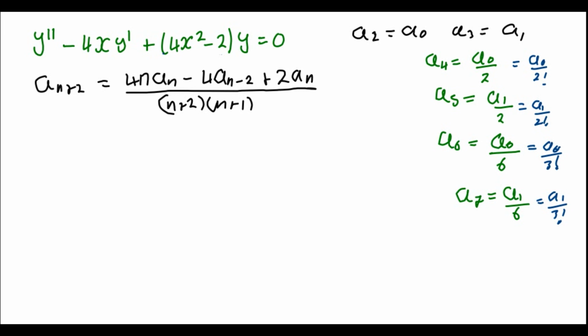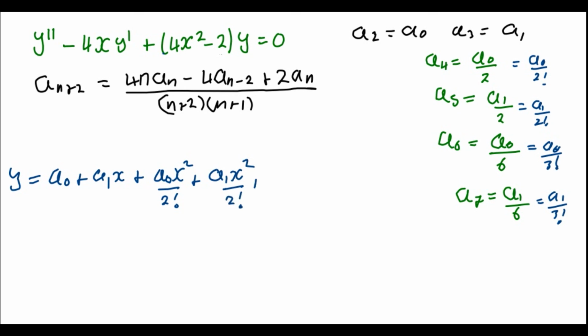Okay, having done that, I can now make a conclusion to say my y, which is my solution, is just equal to, starting with a sub 0 plus a sub 1 x plus what follows: a sub 0 times x squared divided by 2 factorial, then plus a sub 1 times x squared divided by 2 factorial, plus a sub 0 divided by 3 factorial multiplied by x to the power 3, plus a sub 1 divided by 3 factorial multiplied by x to the power 3 there, like that, plus, and it keeps on going like that.